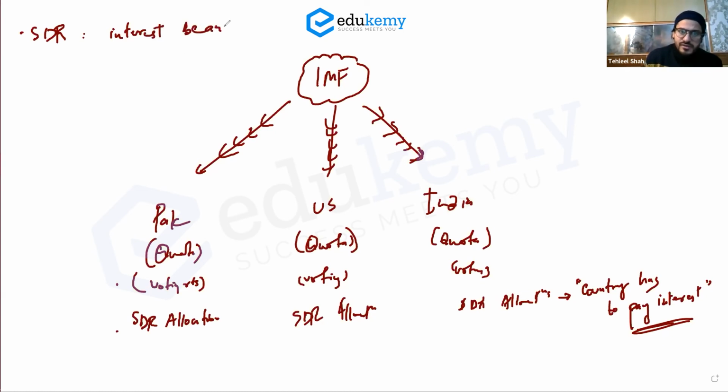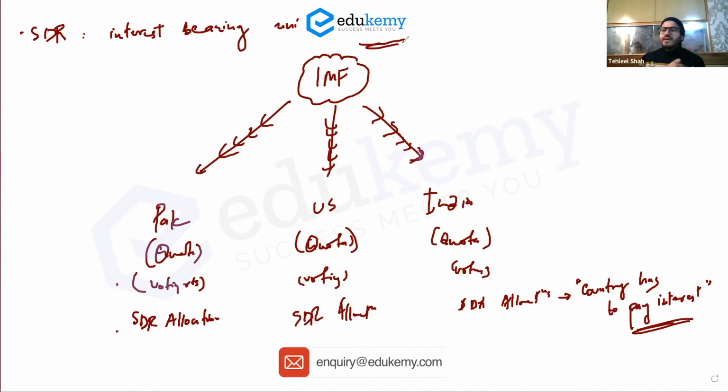It is also known as an interest bearing unit of IMF. Why? Because the countries have to pay interest on it. Whenever they take the SDR, they'll have to pay interest on it. So based on the member quota, member का कितना quota है, they'll get the SDR allocation and they'll have to pay interest on it.